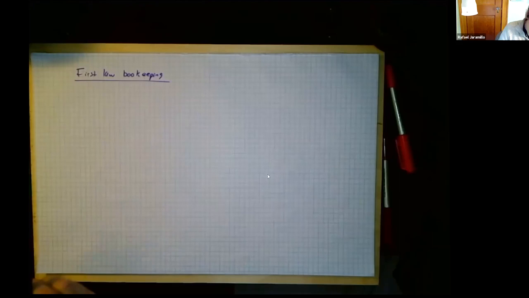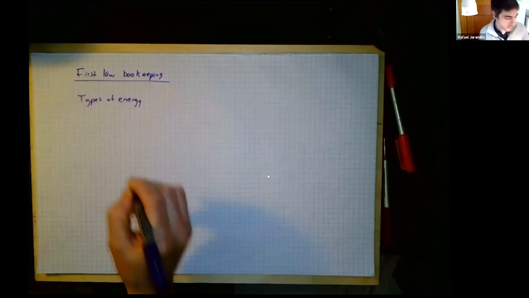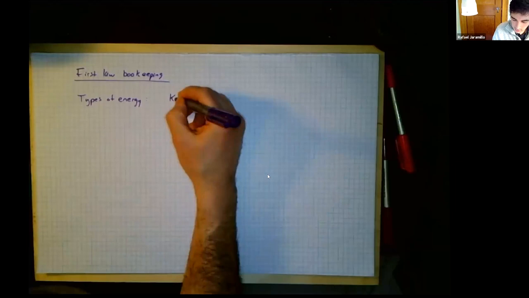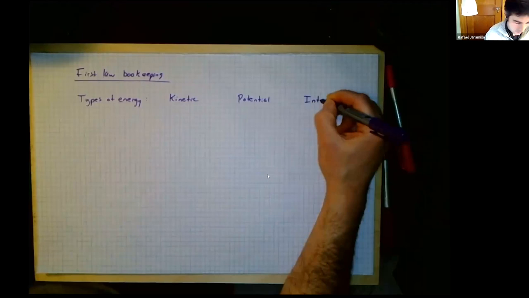First law bookkeeping. Okay, this is where we hopefully resolve some ambiguity about O2O via V other classes you've taken. So types of energy include kinetic, potential, and internal, for which we use U.